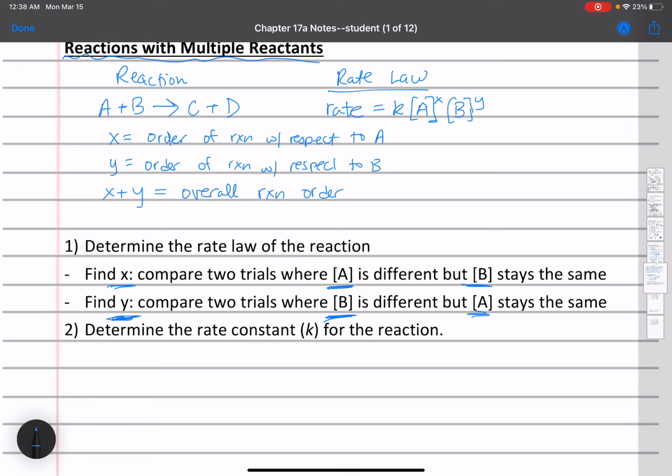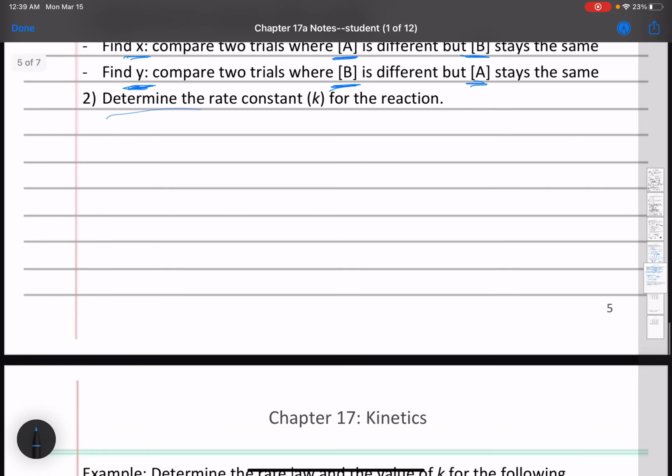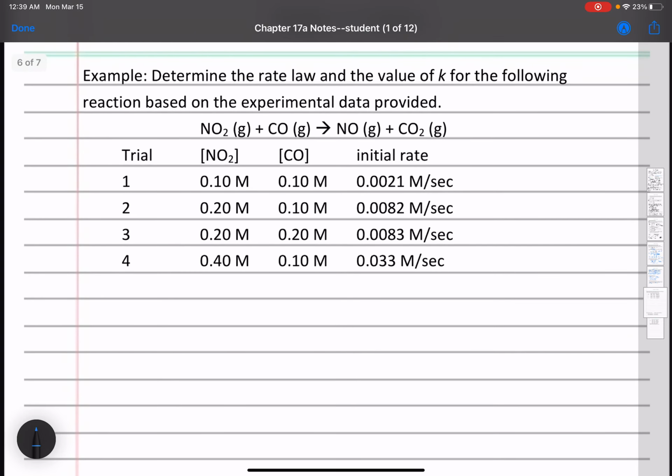All right, and then after we determine the rate law, the value of X and Y, those exponents, we know the order of the reaction, then we can determine the rate constant of the reaction by just picking one of the trials to plug into our rate law. So let's do an example problem.